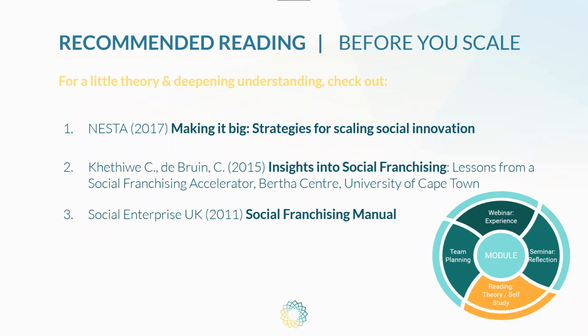The recommended reading for this module, these three different sources: Making It Big, Strategies for Scaling Social Innovation, looks at the different pathways. The Insights into Social Franchising also asks some really good questions internally for your organization before you do scale, so it's worth having a look at that. And then the Social Franchising Manual, whether you're thinking of franchising or not, or licensing, is still a really useful test of readiness for scaling and replication that you can apply to your own organization. You can also look in the Google Drive link from Slack, and you'll find the Social Enterprise Academy replication case study, worth a look as well.